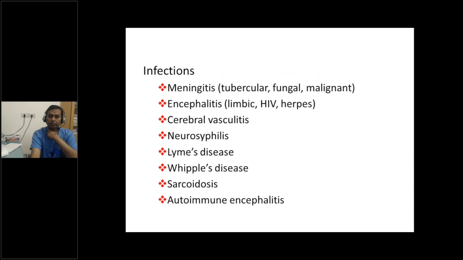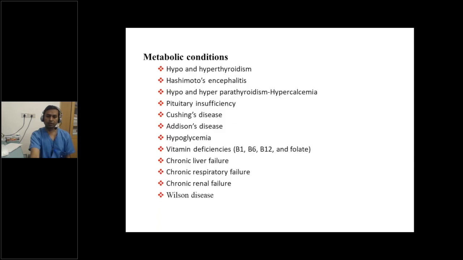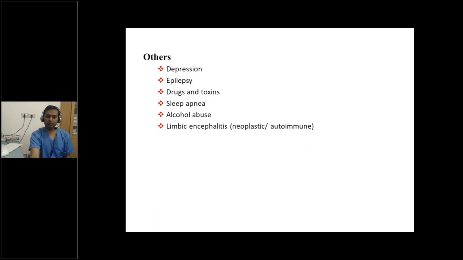Infections in the form of meningitis, encephalitis, cerebral vasculitis, neurosyphilis, Lyme disease, Whipple disease, sarcoidosis, and the recently upcoming entity which is termed autoimmune encephalitis. Metabolic conditions are hypo and hyperthyroidism, Hashimoto encephalitis, hypo and hyperparathyroidism, pituitary insufficiency, Cushing disease, Addison's disease, hypoglycemia, vitamin deficiency, chronic liver failure, chronic respiratory failure, chronic renal failure, and Wilson's disease.